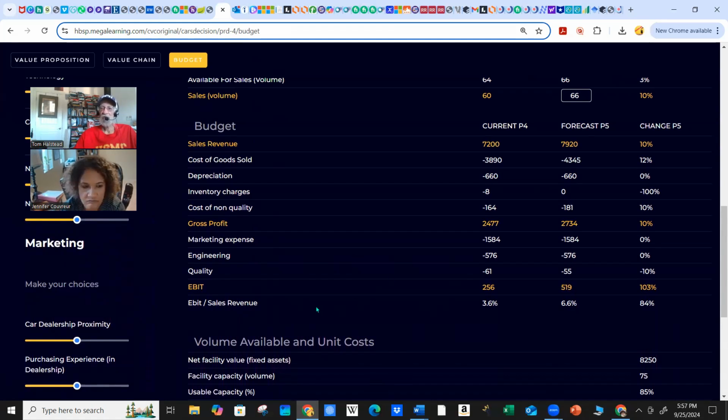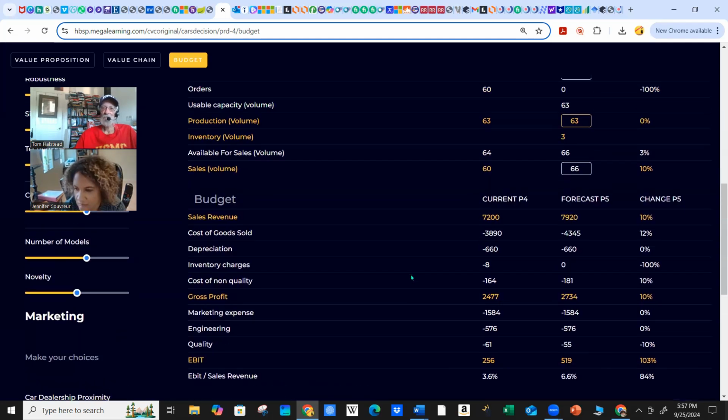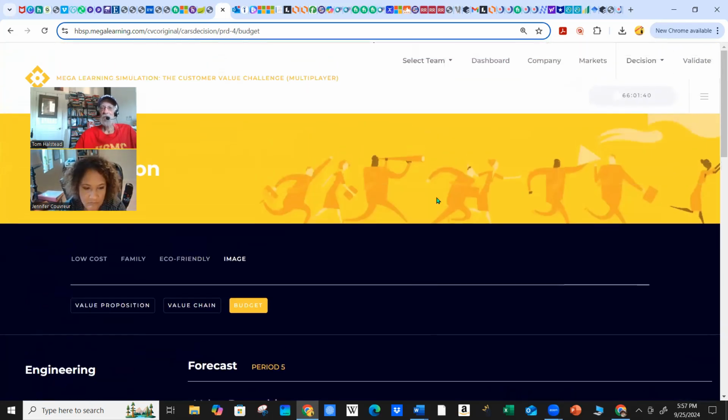And really the thing to watch is, gotta watch your EBIT. I mean, you're starting here with positive EBIT, which is amazing. You're inheriting a turnaround. This is really a turnaround company.